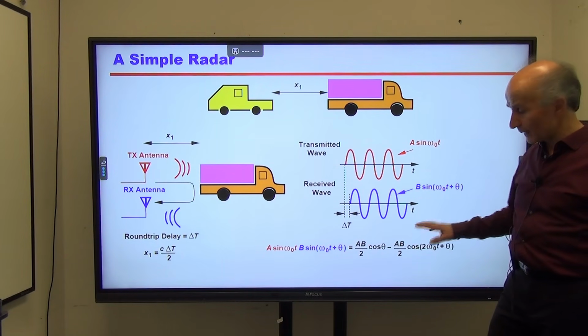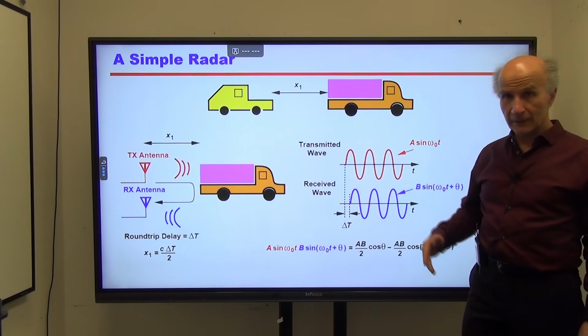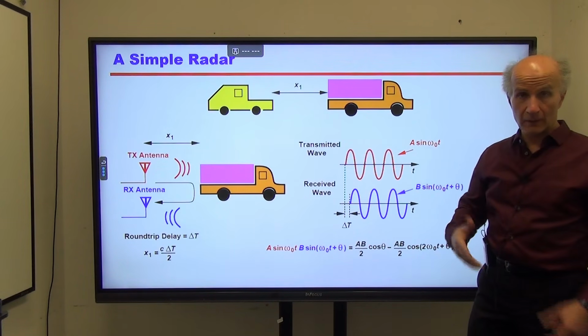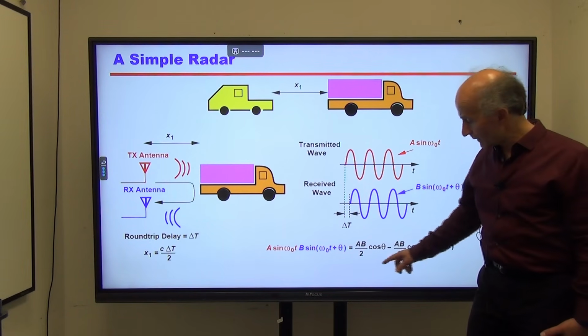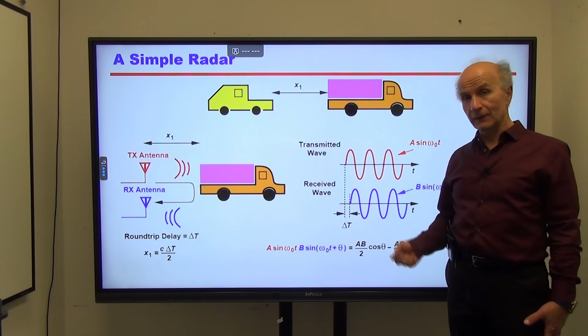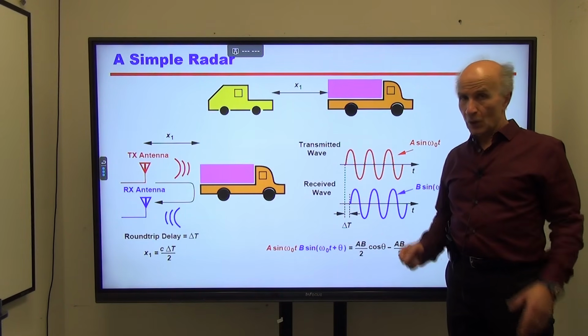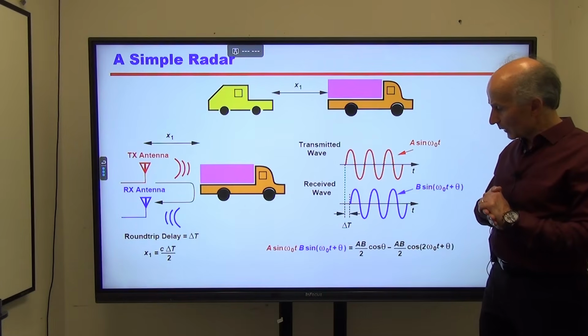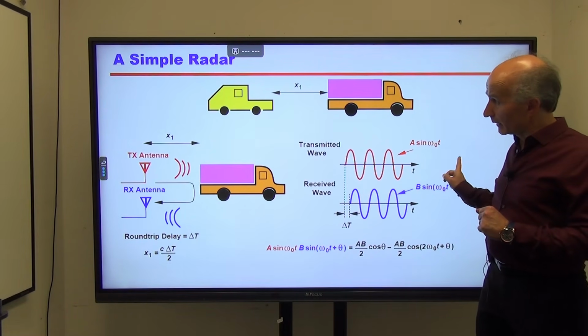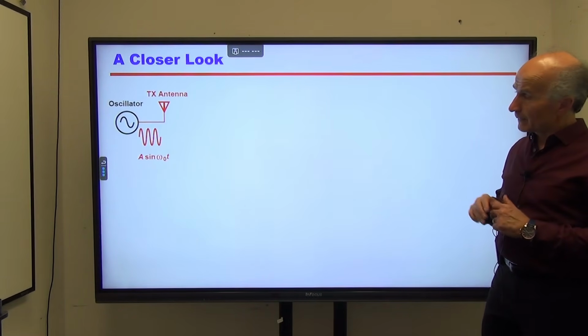The second term is at very high frequencies, at twice the frequency that we had originally. So I can remove this by a filter that attenuates high frequencies. In other words, a low-pass filter can get rid of this one. We only retain this, and from here we can calculate delta t. Okay, so the principle is nice and simple. All right, so let's go ahead and take a closer look here and see what should happen.